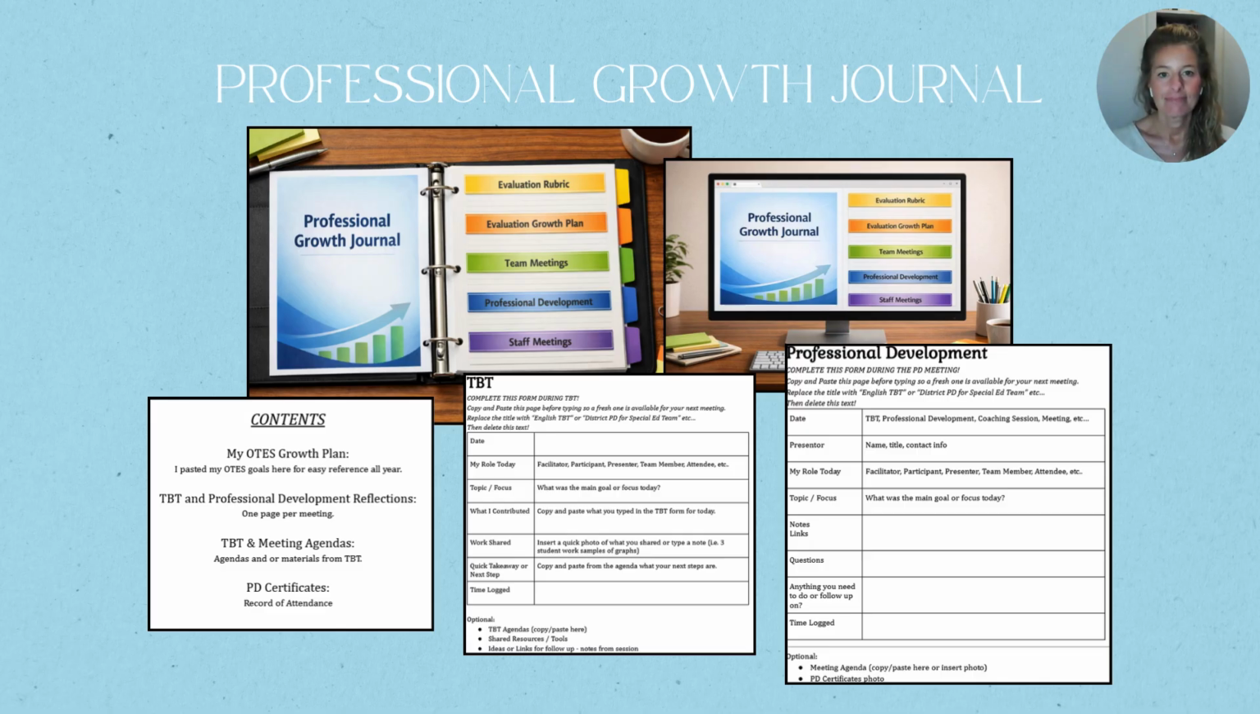Now let's move into the Professional Growth Journal. The journal gives you a simple, organized place to track your growth plan, professional learning, and evidence throughout the year without adding extra documentation demands. Start by placing your evaluation rubric with your growth plan and/or any other required documentation into the journal, either a physical notebook or a digital one. If you use a digital notebook, create a link on your desktop or a bookmark to access it easily.